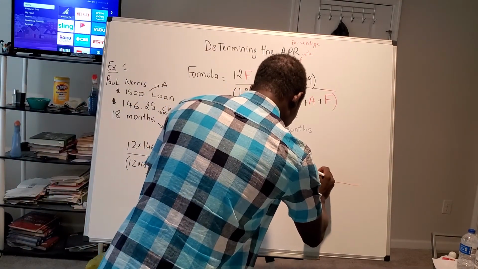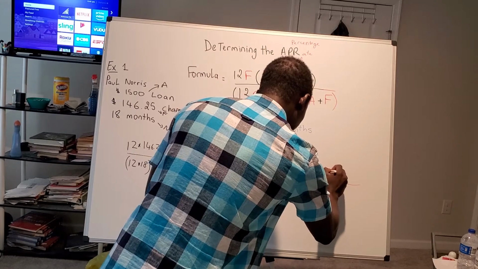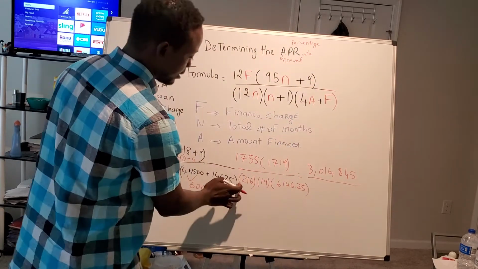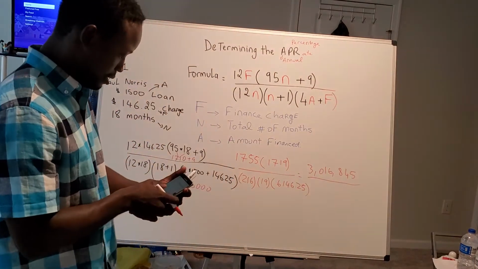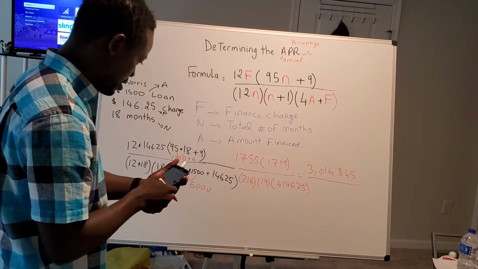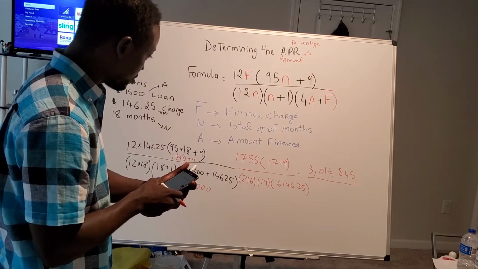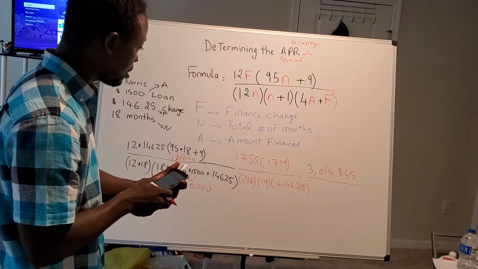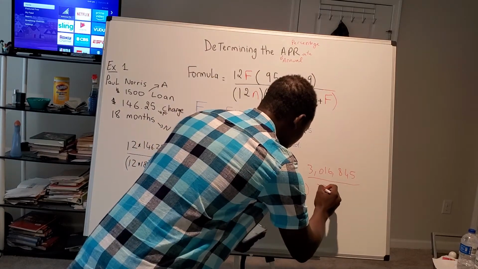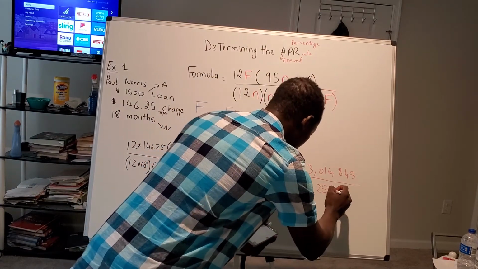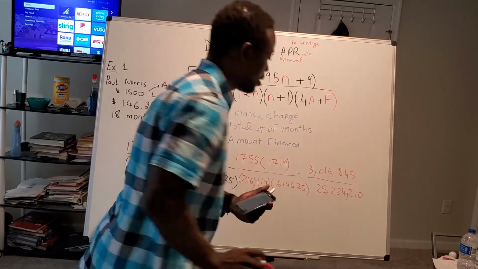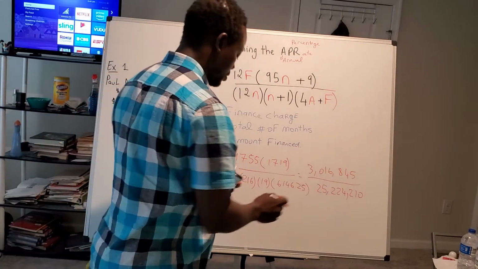All right, so this is gonna be 3,016,845, right? And then this is all multiplication, so I can multiply the whole thing. 216 times 19 times 6,146.25. So that would be 25 million 224 210. So this is 25,224,210.